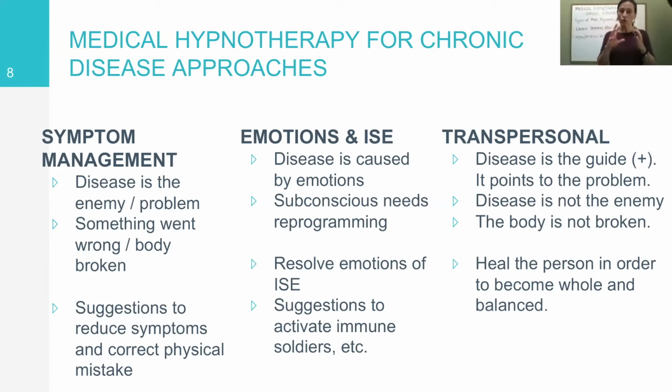the strategy will be to resolve emotions in whatever way. If I can go back in regression, or I can ask the subconscious to erase all the emotions of all the events from the past that have anything to do with this disease. And again, this generation, once they've done the catharsis, goes back into suggestions to activate the immune system soldiers to attack cancer, for example, right? The thing about that is, again, cancer is considered an enemy.